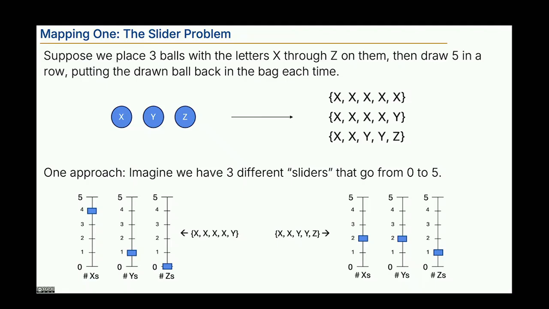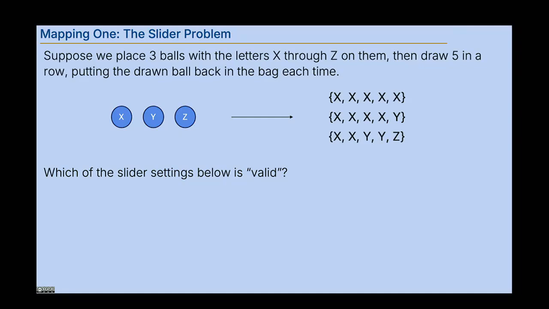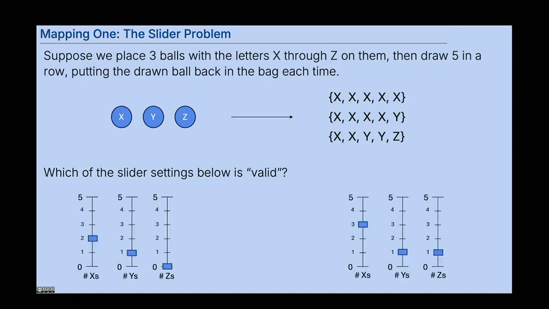Okay? Why do the slider? I don't know. It's just a nice picture. And it's going to be nice because I'm going to try and count how many different valid slider positions there are. That's what I'm going to do to make my life easier. Any questions about this slider thing? So it's just another representation. So which of the settings below is valid? Here's 2 of them for this problem.